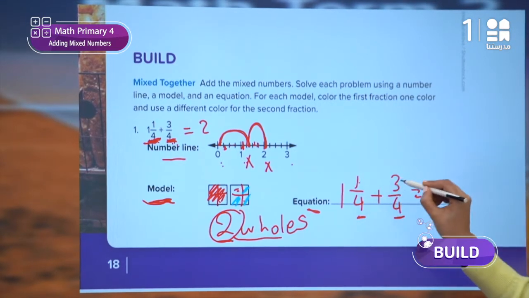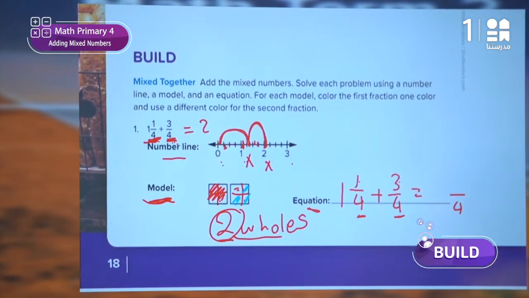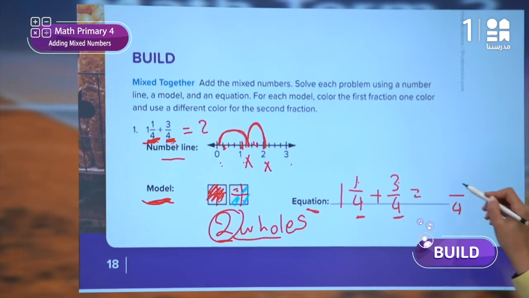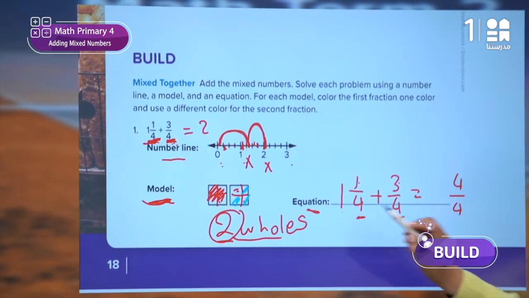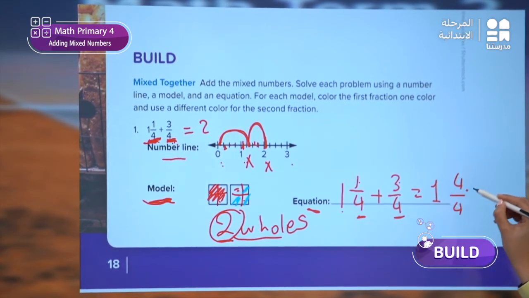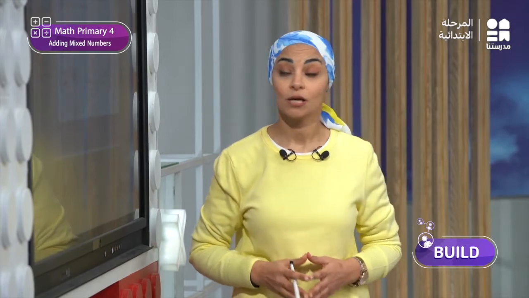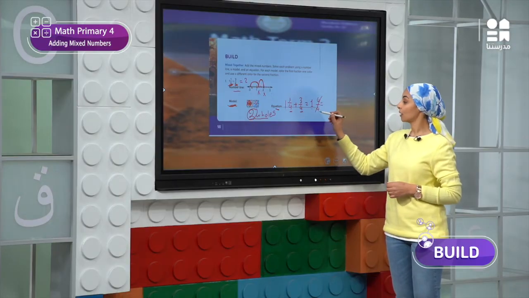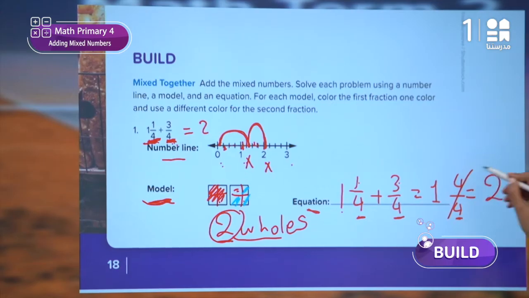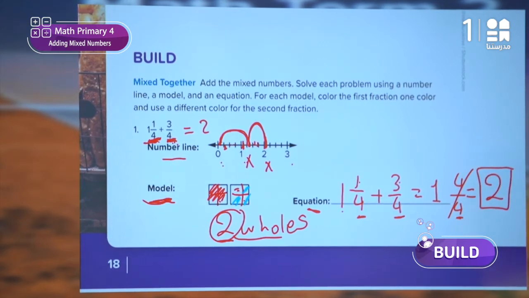What about the numerator? I will add it. So 1 plus 3 equals what? Equals 4. So now I have 1 and 4 over 4. Now who is smart and can tell me, isn't 4 over 4 equals 1 whole? So I will add 1 plus 1 to be 2 wholes, and this is the answer.